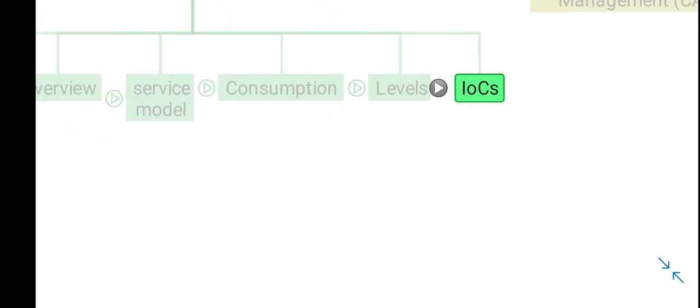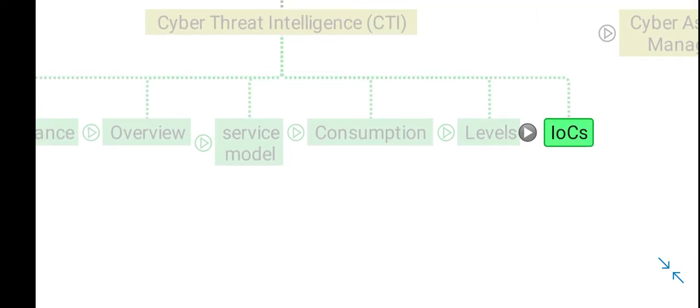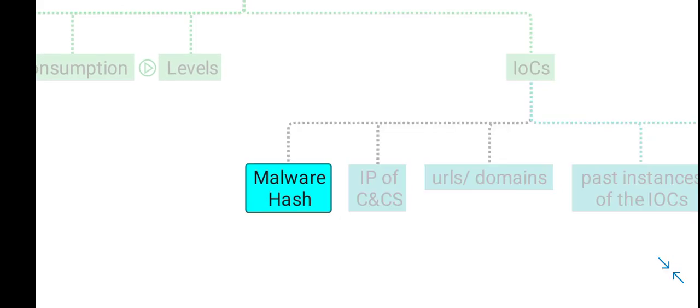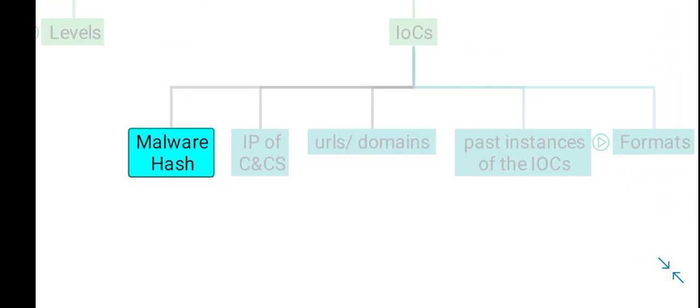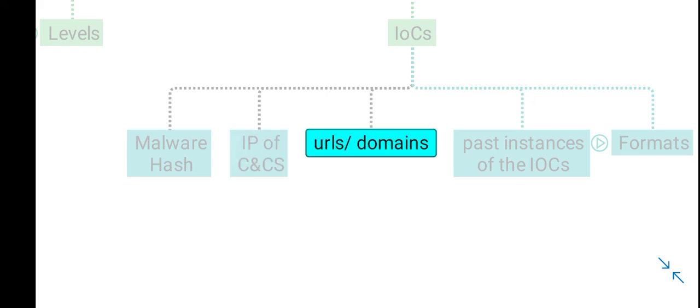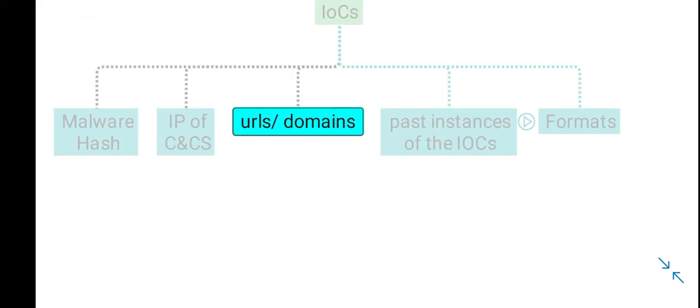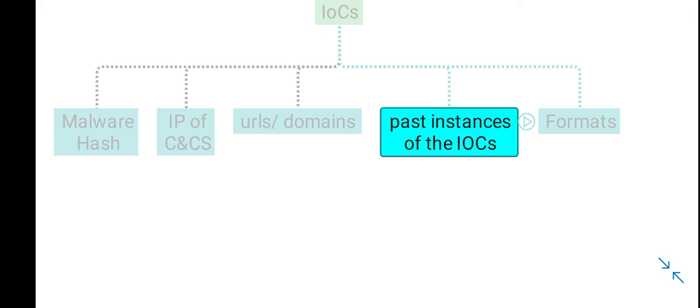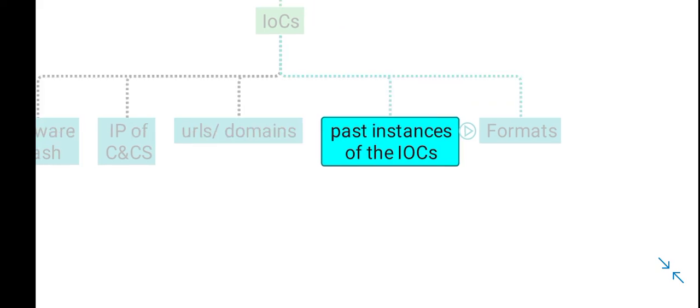Now, talking about the indicators of compromise which you receive, which is the meat of cyber threat intelligence. It could include malware hashes or IP addresses of command and control servers or affected domains, URLs, or websites. And then you can also carry out a scan of your environment to find out whether this IOC was earlier detected in your organization, and whether there is any trend, so you can carry out a trend analysis.